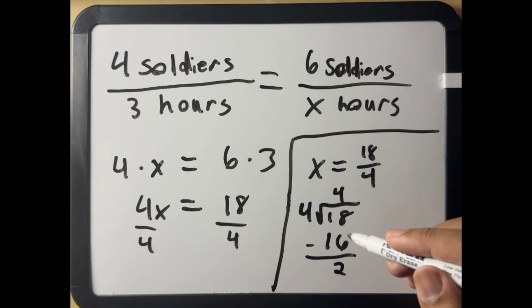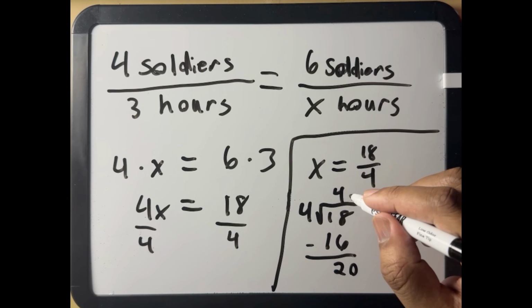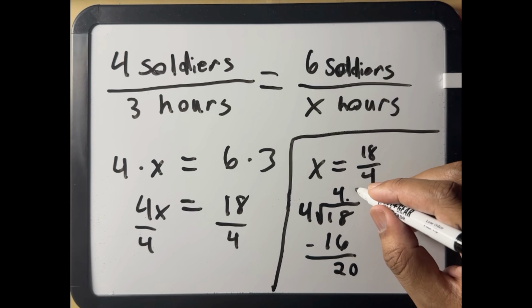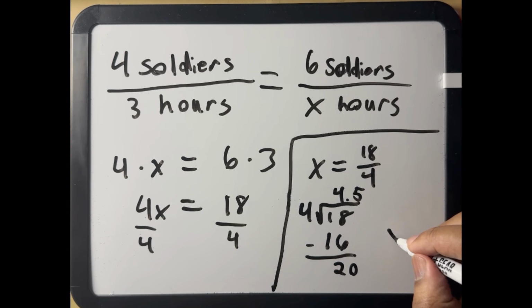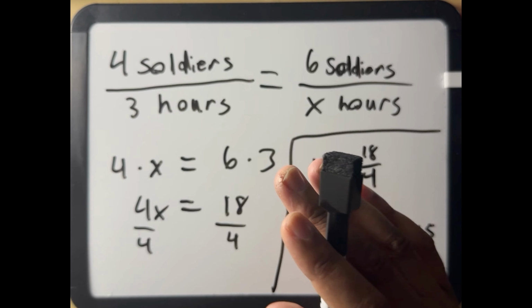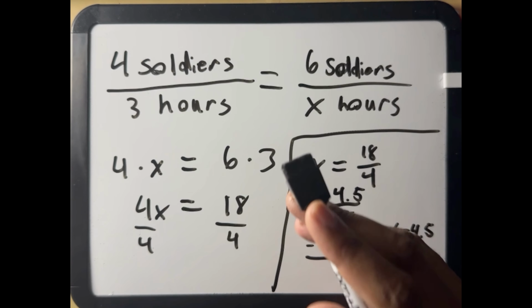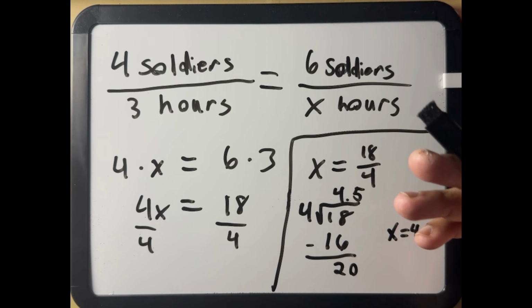And then we can do the process over. 4 goes into 2 0 times, with 20 5 times. So we add a decimal here. So the answer is x equals 4.5. So it will take 6 soldiers 4.5 hours to complete the task. Remember, with indirect proportions, if one quantity goes up, the other goes down, like more soldiers reducing the time needed to complete the task.